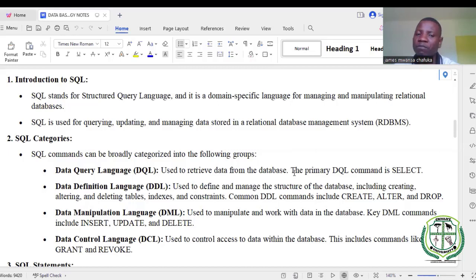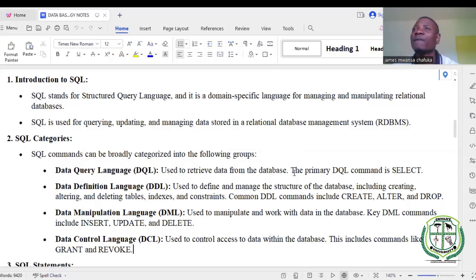Let us proceed by looking at another category of structured query language, which is data control language. Data control language is used to control access to data within the database. So if you want to access the data within the database, the data control language controls the access.